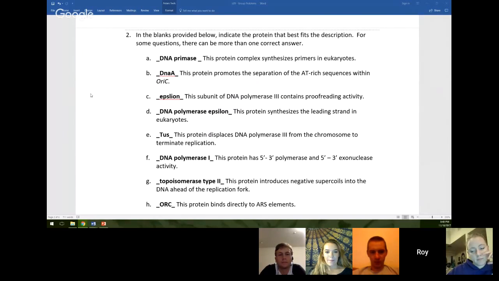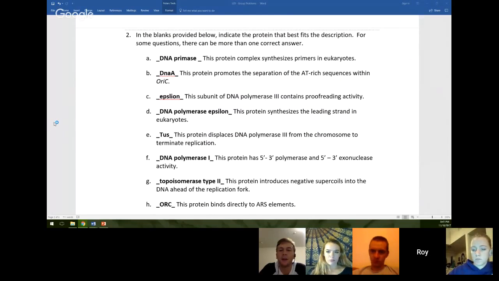All right, on to number 2. All right, so I have number 2. So for number 2, it talks to the first one, A. This protein complex synthesizes primers in eukaryotes. It's DNA primase. And then for B, DNA A, this protein promotes the separation of the AT-rich sequences within the origin of replication. And then the epsilon subunit of DNA polymerase 3 contains the proofreading. Then DNA polymerase epsilon protein synthesizes the leading strand in eukaryotes.